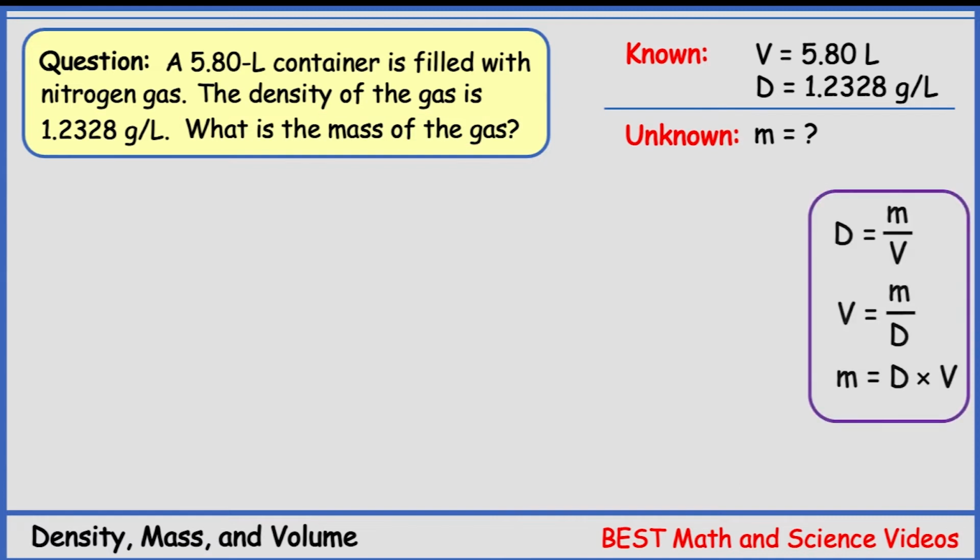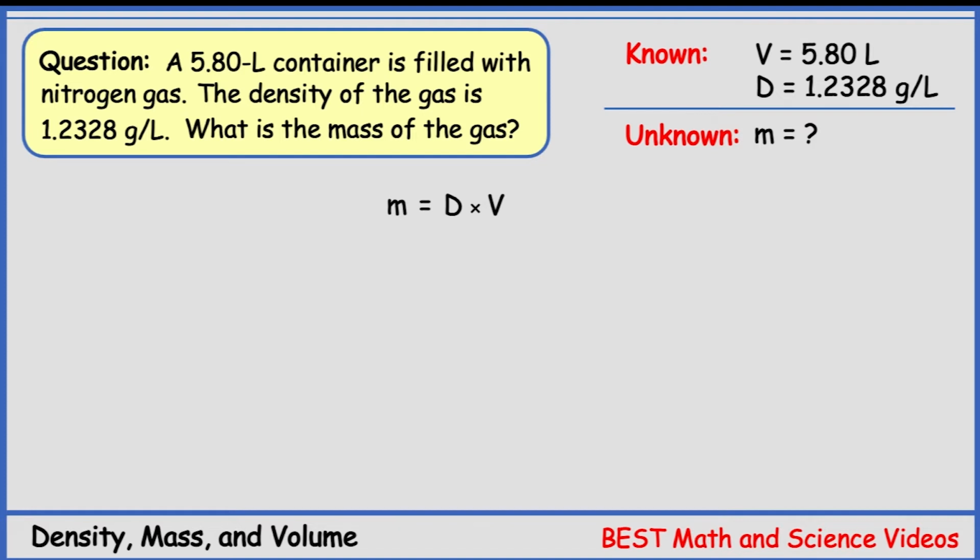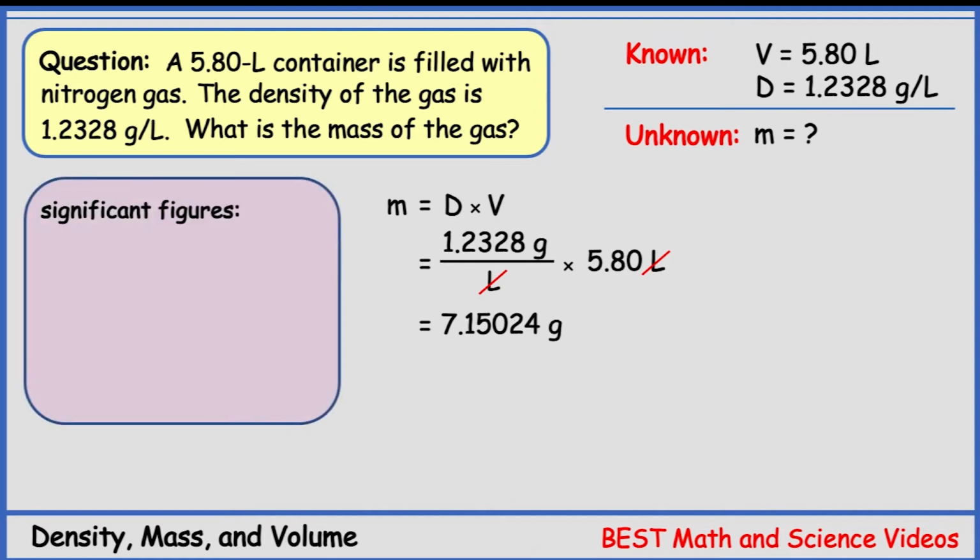So let's look again at the three formulas. Since we want to solve for the mass, we use the formula m equals d times v. And again, we just substitute the given values. The density is 1.2328 grams per liter, and we multiply it by the volume, 5.80 liters. The liters cancel, so the units are grams. Multiplying on a calculator gives the value 7.15024 grams.